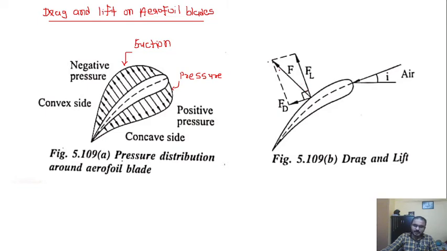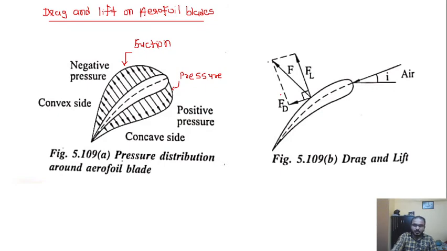Normal to the chord line. And when we account for the two components of this resultant force, here we are getting a drag force and a lift force. So FL is known as lift and FD is known as drag.